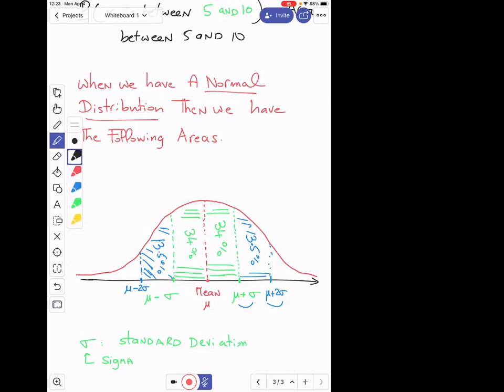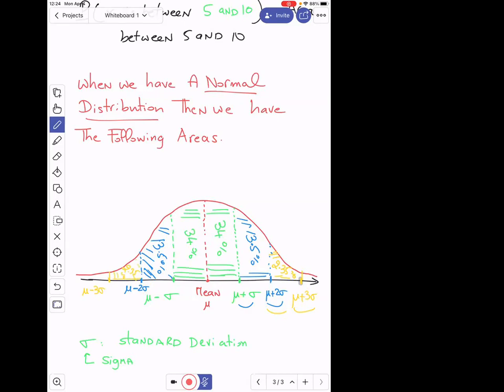All right, of course, we can continue. You can have mu plus 3 sigma. Then the area between the mean plus 2 sigma and the mean plus 3 sigma is actually 2.35%. So this yellow area is 2.35%. The same thing on the other side, between the mean minus 3 standard deviations and the mean minus 2 sigma, you have again 2.35%, etc.